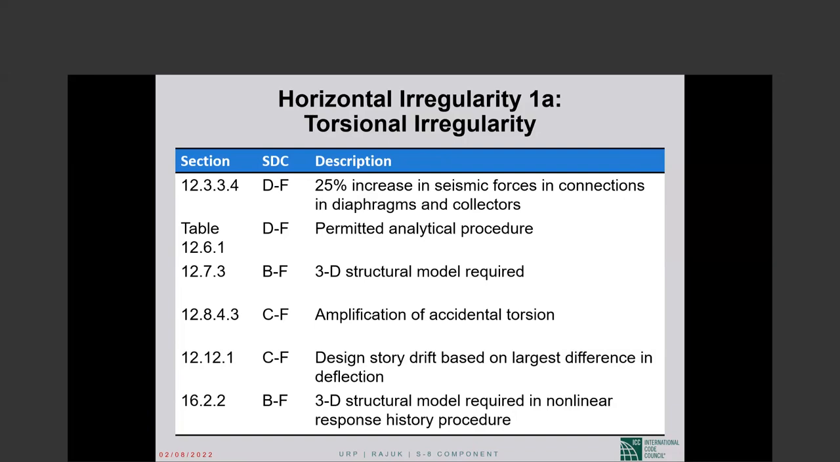I don't remember now. It is all mixed up. I have 7 or 8 seismic segments I was preparing. Anyway, what is where I am not exactly sure of now, but you will get more details on this. 25% increase in seismic forces in connections in diaphragms and collectors. It requires more detail. I'll provide more detail. Maybe it is coming up. I think it is coming right up.